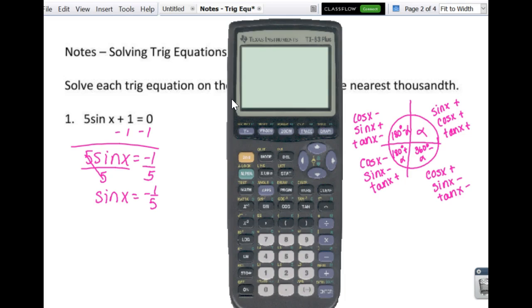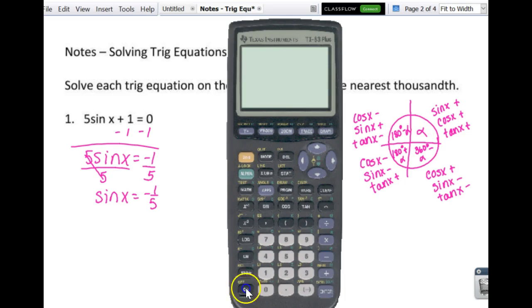Okay, so I'm going to get an answer, but to put my answer, I'm going to have to take 180 plus my answer and 360 minus my answer, okay? Because I want the negative answer. So the calculator is going to give you this one. When we find it, the calculator is going to give you the positive one, I believe.